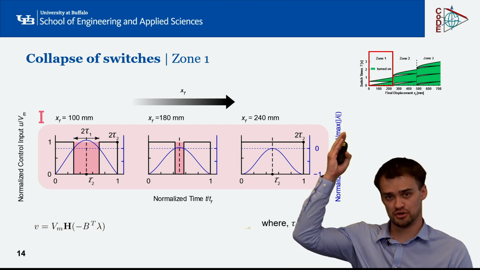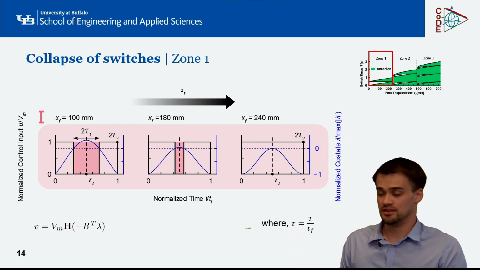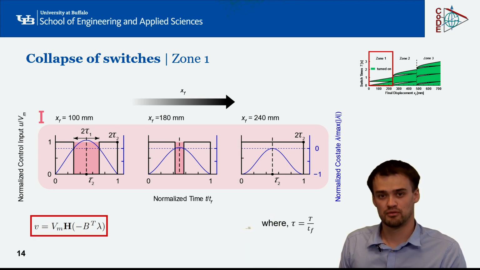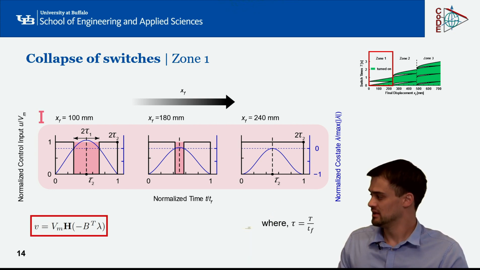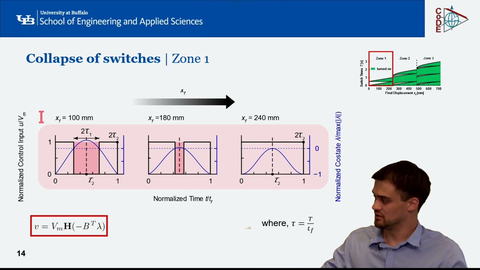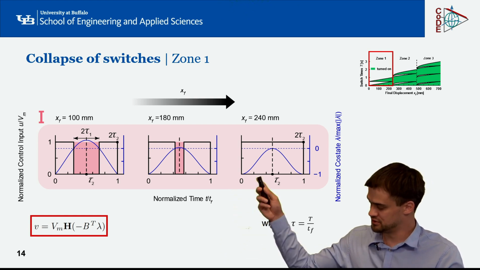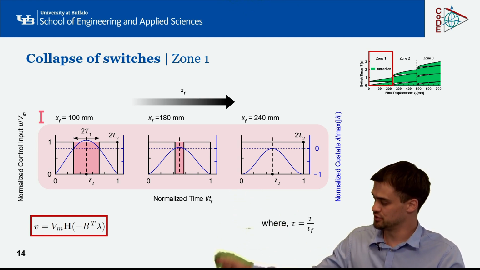Assume we move in zone 1. The black line is the switching profile, and the blue line is a co-state. From Hamilton's principle, we all know that the co-state is driving the control input, in this case V, as highlighted in the red box. This says when the co-state is negative, that the control has to be fully turned on, and whenever the co-state is positive, the controller is fully turned off.